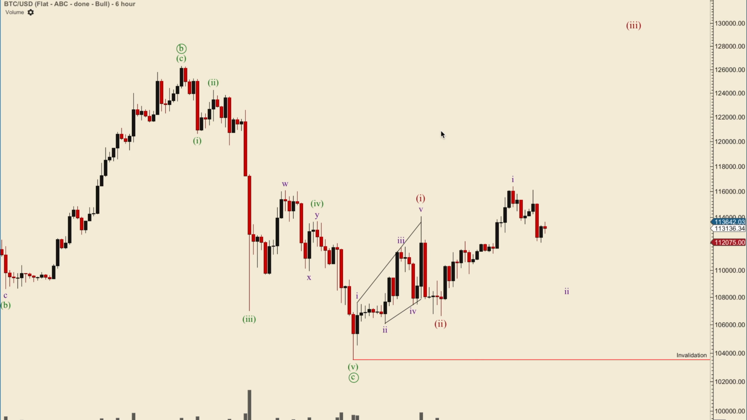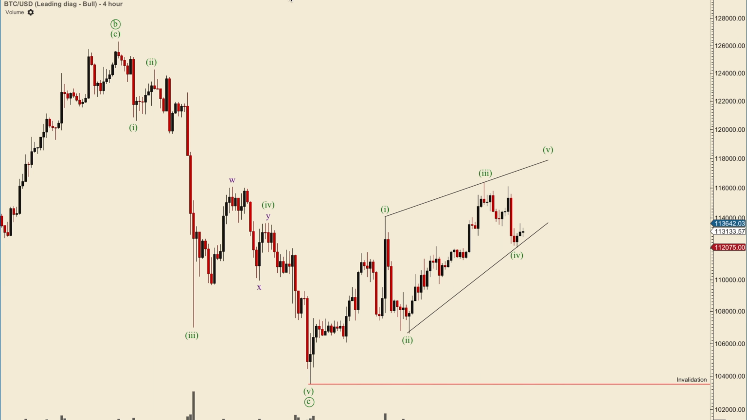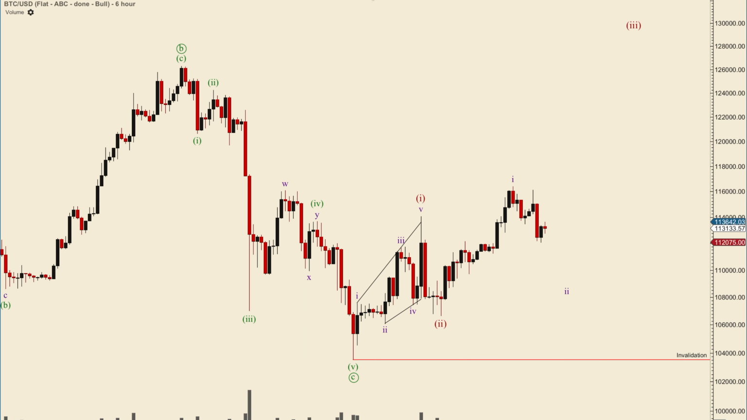It's only that we are dealing with an expanded diagonal here, which is very, very uncommon. So it doesn't really have the highest probability, but a leading diagonal isn't the most common structure as well. So yeah, one of those, and they both lead upwards basically. So that's what you got to keep in mind.